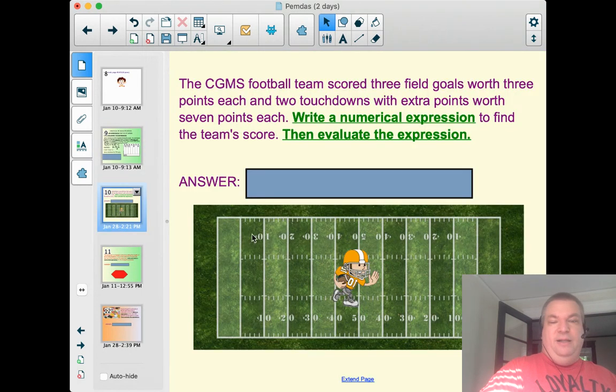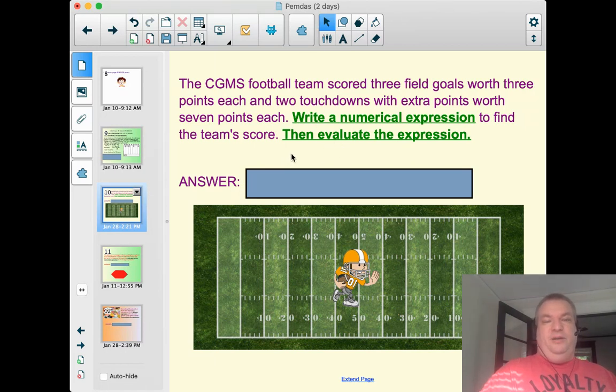All right, let's look at another example. This is for the football fans out there. The CGMS football team scored 3 field goals worth 3 points each, and 2 touchdowns with extra points worth 7 points each. We're going to write an expression to find the team score, then we're going to evaluate it.